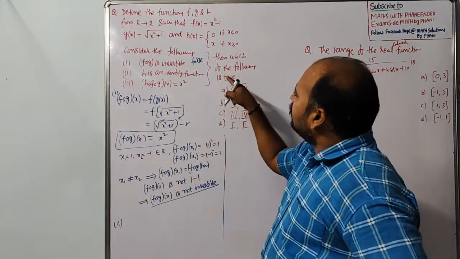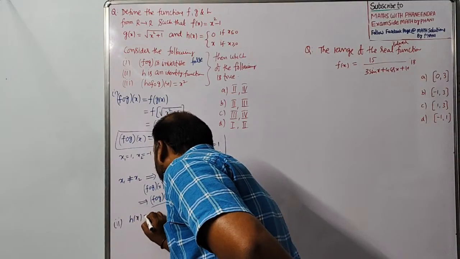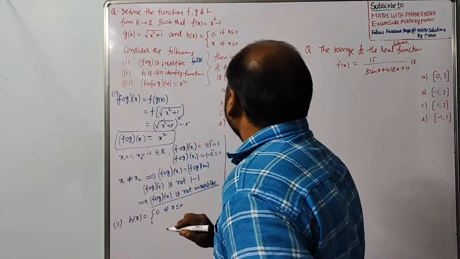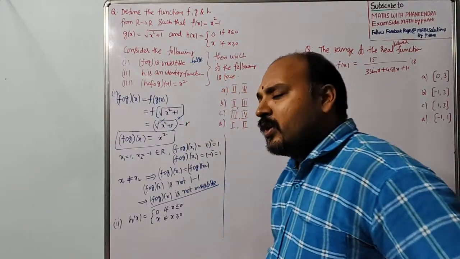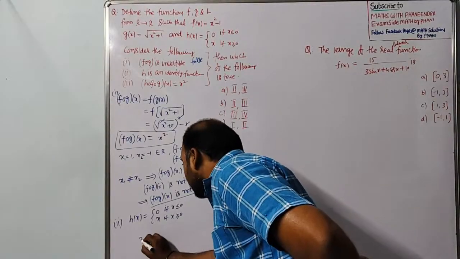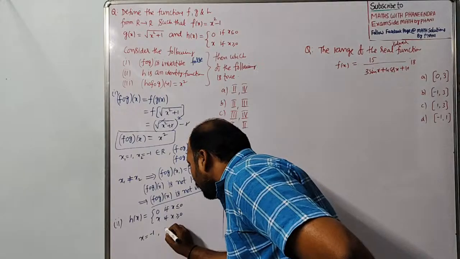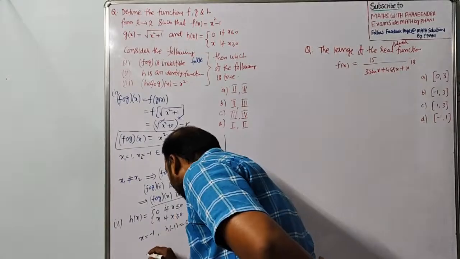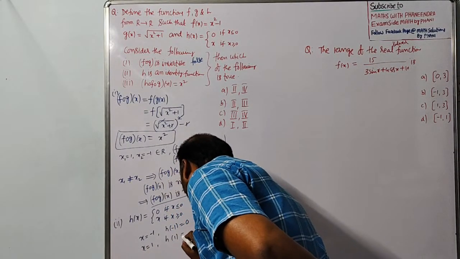h of x is given. h of x is equal to 0 if x is less than or equal to 0, and x if x is greater than or equal to 0. Suppose x is equal to minus 1, x less than 0 means minus 1 only. So h of minus 1 is equal to 0. Taking x equal to 1, h of 1 is also equal to 0.